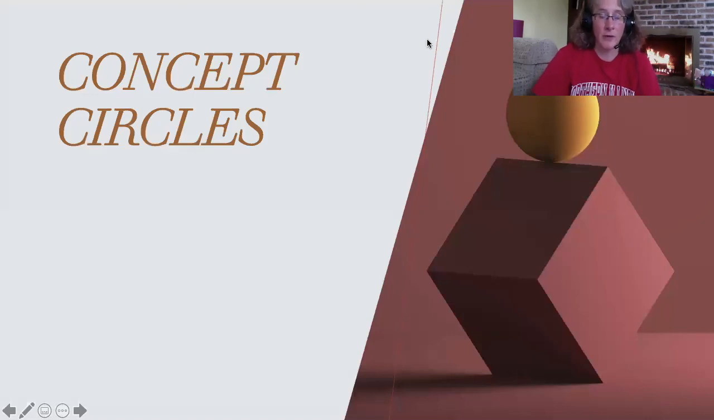This is the first of our vocabulary tools, concept circles. The first part is going to be PowerPoint narrated, and the second part is going to have multiple examples of me modeling the tool.